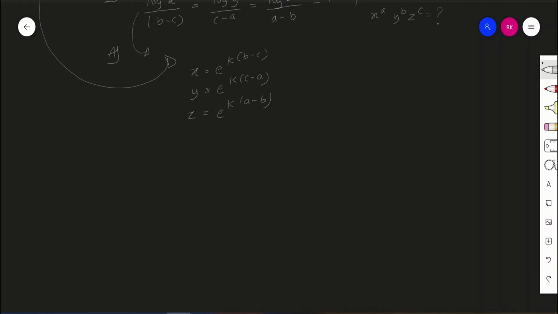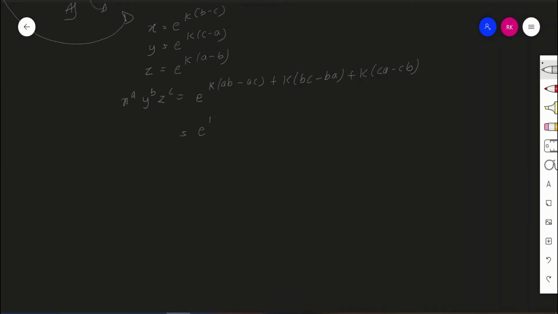So x^a, y^b, z^c is equal to e to the power of k(ab − ac) plus, that means multiplication, so the exponents have to be added. So k times (bc − ba) plus k times (ca − cb).